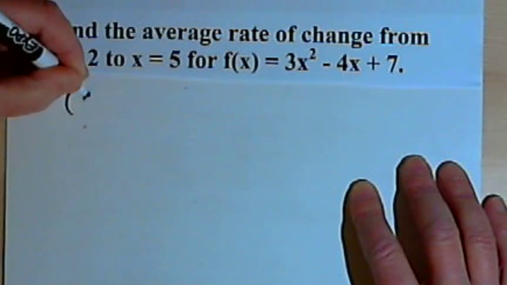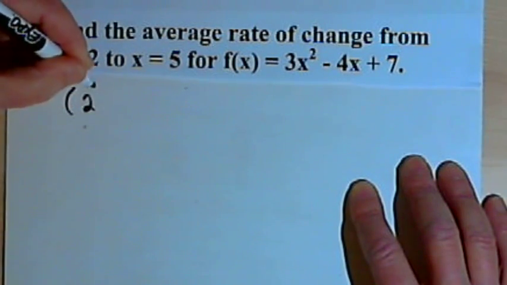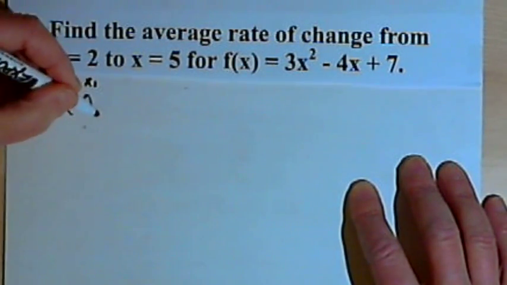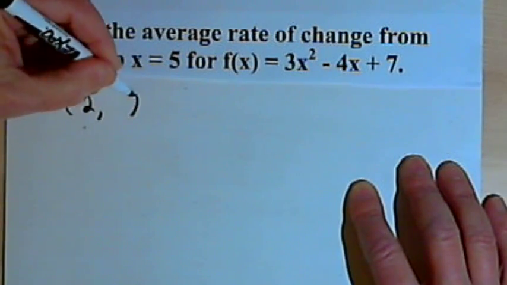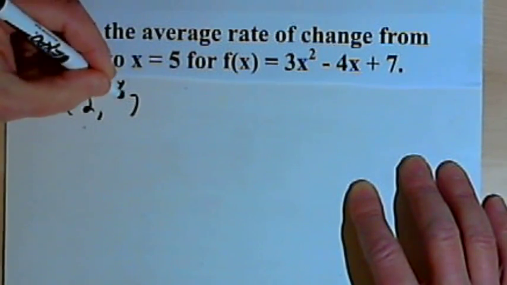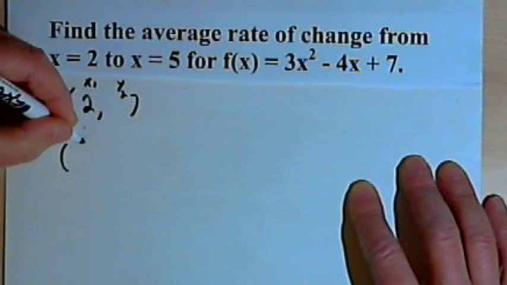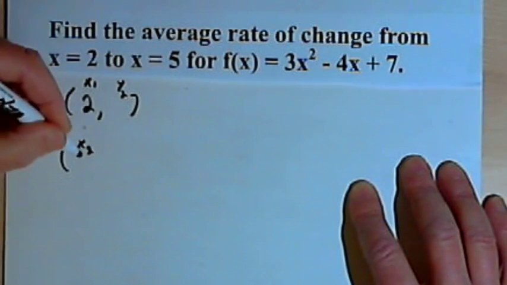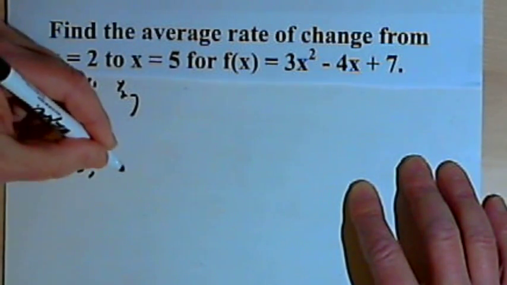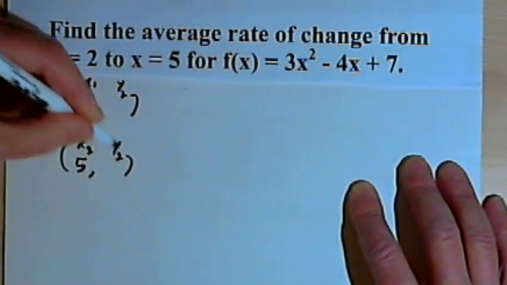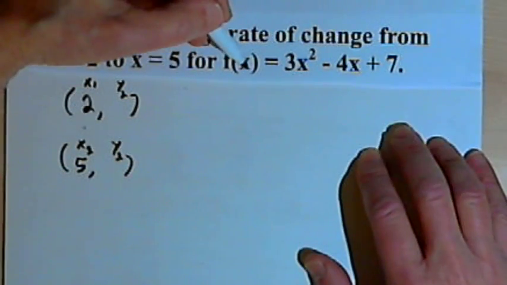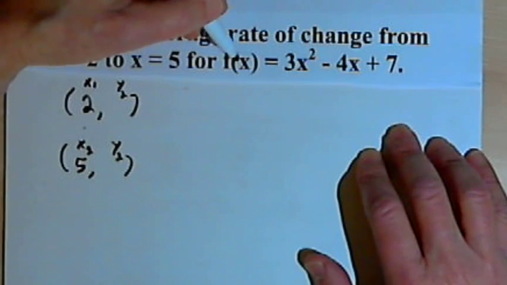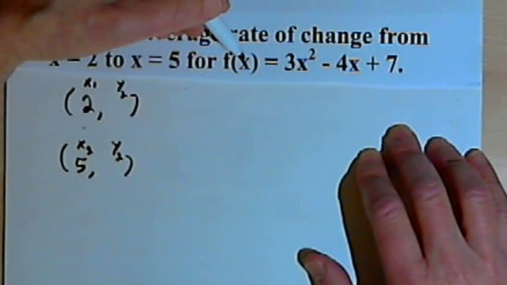So for x sub 1, we can think of that as the 2. We want to find out what y sub 1 is. And for x sub 2, that'll be the 5. And we want to find out what y sub 2 is. Well, you remember when you have a function like f of x equals something, we can just think of that f of x as a y.